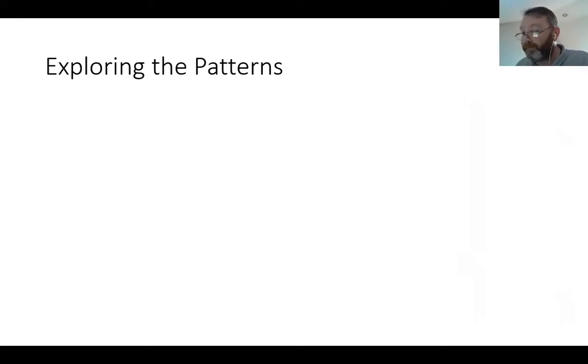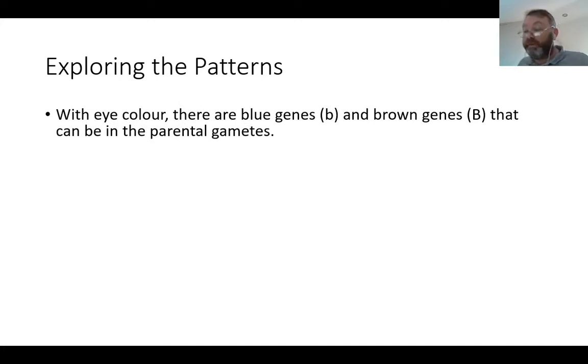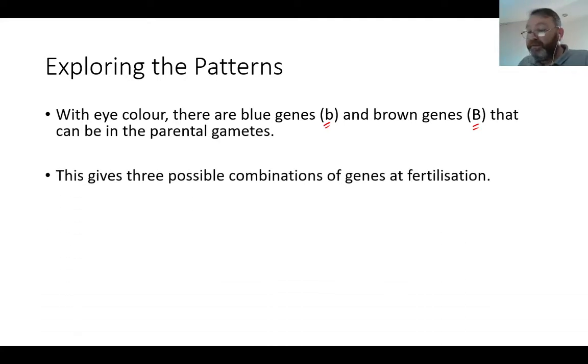Okay. So with eye colour, there are blue genes which are recessive, we give them the little b, and brown genes that are dominant, we give them capital B. And they are in the parental gametes. This gives 3 possible combinations of genes at fertilisation. Now, I want you to think about this carefully. If you have little b genes representing blue eyes, and you have big B genes representing brown eyes, then there are 3 combinations, aren't there?